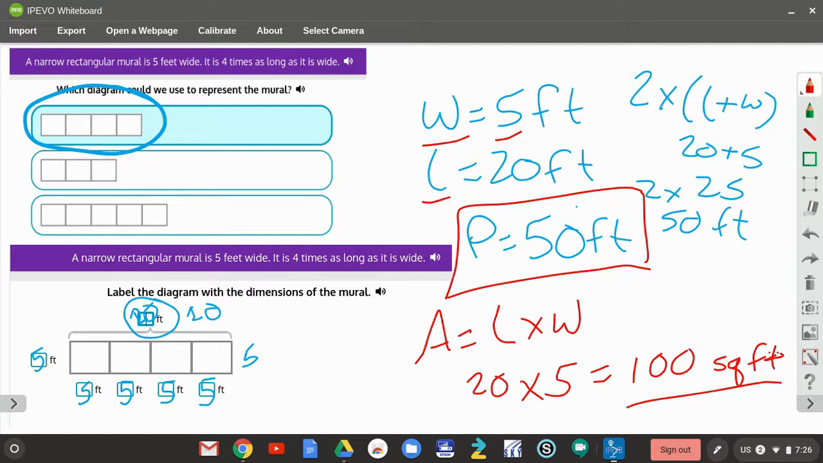Right? So you're going to be asked to use those formulas and to decipher these problems, right? It'll give you this information. You just have to remember, again, the formula for perimeter and the formula for area and the difference between the two.